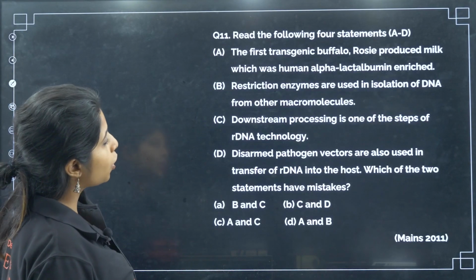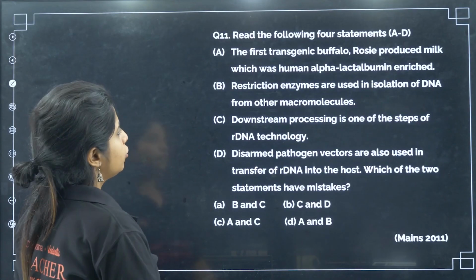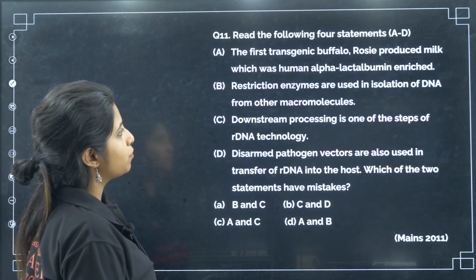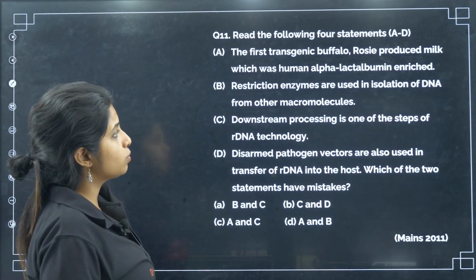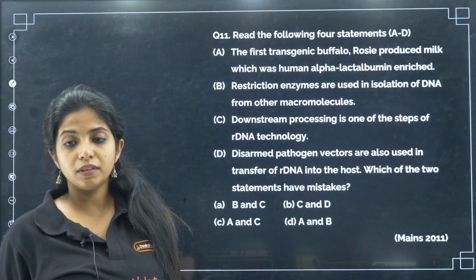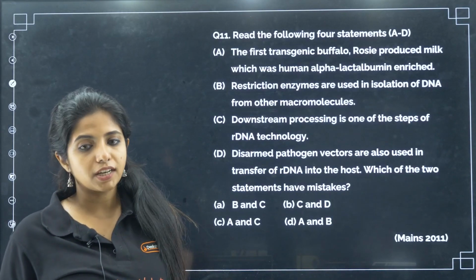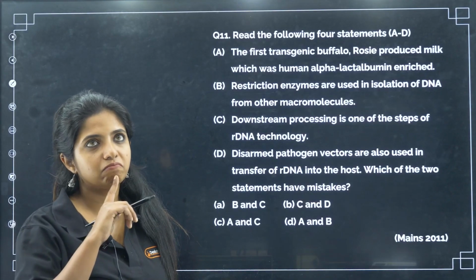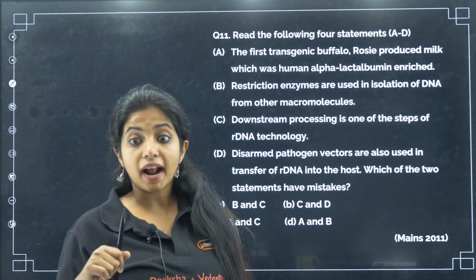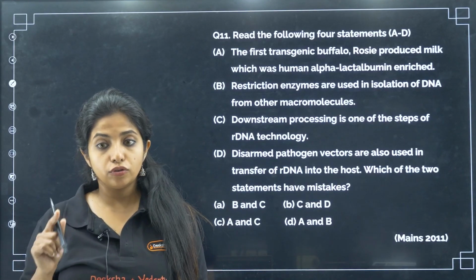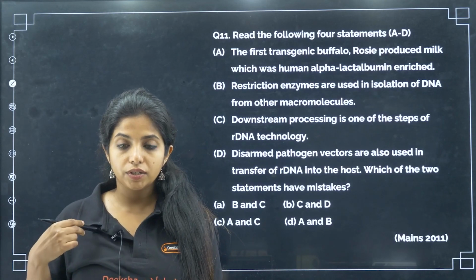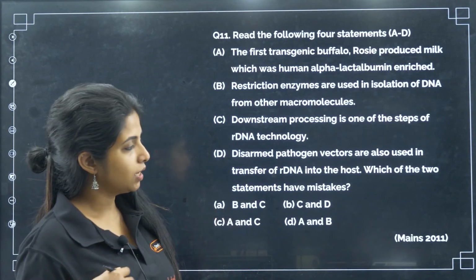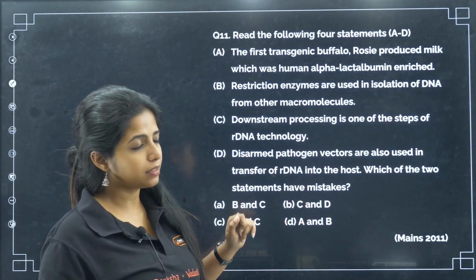So read the following 4 statements A to D. The first transgenic buffalo, Rosie, produced milk which was having human alpha-lactalbumin enriched. Ma'am, Rosie name I have read, and alpha-lactalbumin also I have read, so this should be the correct answer. No, ma'am, this is a correct statement. So you have to find the statement which has mistakes in it.